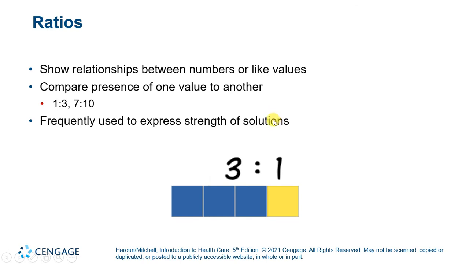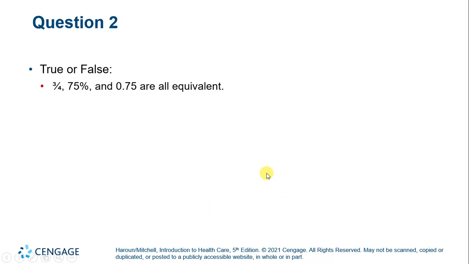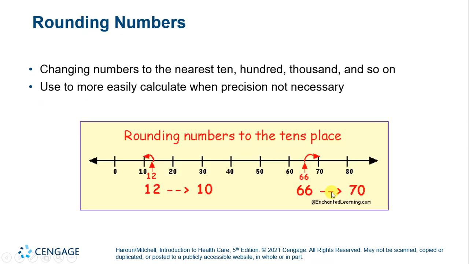Ratios show the relationships between numbers or like values. I don't think I have test questions on ratios, but they're very often used to express the strength of solutions. 3 to 1, 3 parts water to 1 part vinegar. Are these all the same? 3/4, 75%, and 0.75. And let's look. 3/4 is 75%. 75 divided by 100, yes, they are all the same.